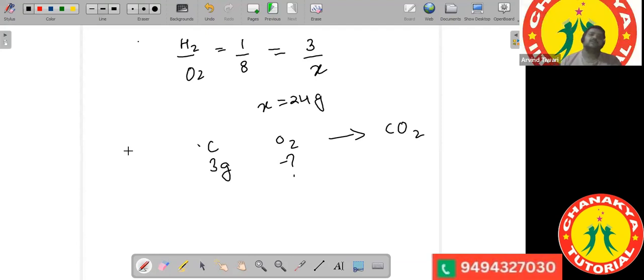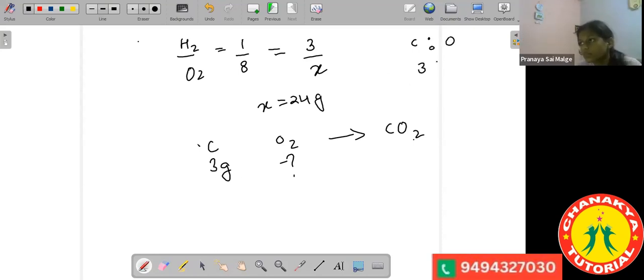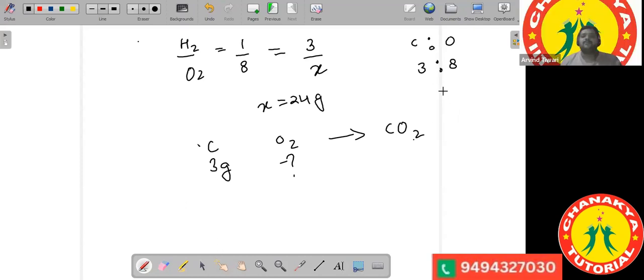First you find out the ratio of carbon and oxygen in carbon dioxide. So what is the ratio of carbon and oxygen in carbon dioxide? 3:8. Okay. So here 3 is to 8 is equal to 3 over x. So our x equals 8 gram. Only 8 gram of oxygen are required, not 24. Okay, Varshita gave 2 answers.